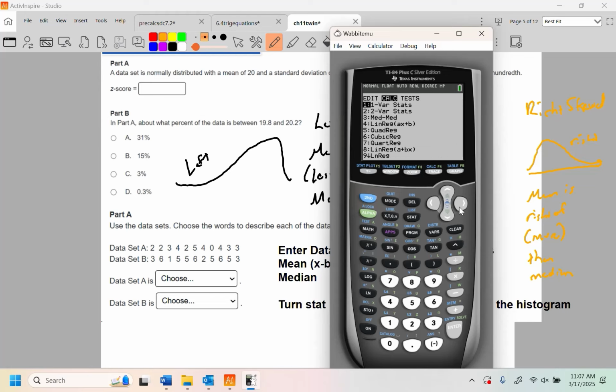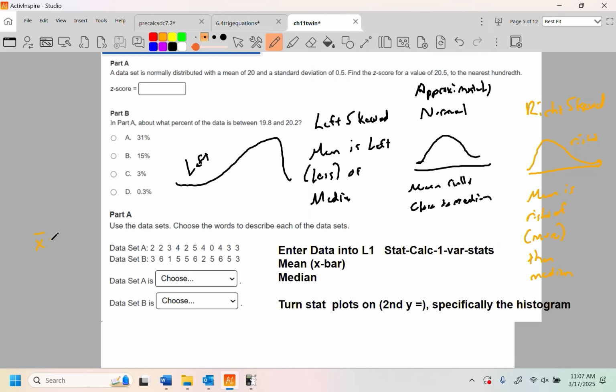Anyway, stat, calc, one variable statistics. Don't have a frequency list to calculate. So it told me that x bar was about 2.91. And if I just scroll down, it'll tell me the median is 3. And what I notice is these are pretty close. They're pretty darn close.